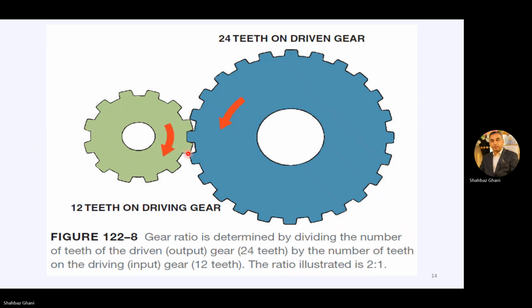Now, there are 12 teeth on the driving gear, this one, and 24 teeth on the driven gear. So the gear ratio is determined by dividing the number of teeth of the driven output gear, 24, by the number of teeth on the driving input gear, 12 teeth. So the ratio will illustrate 2:1.